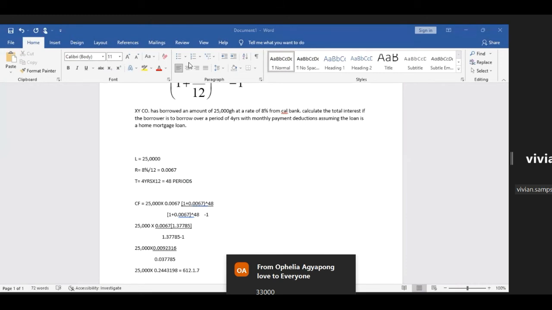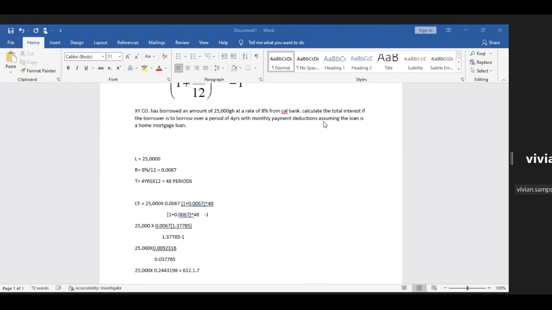33,000. So do you see the difference? The amortized one, or the home mortgage one, we had 29,317. Then the add-on rate, we had 33,000. So if you are the financial manager, which of these two approaches will you choose for your company and why? I'm waiting for your response.